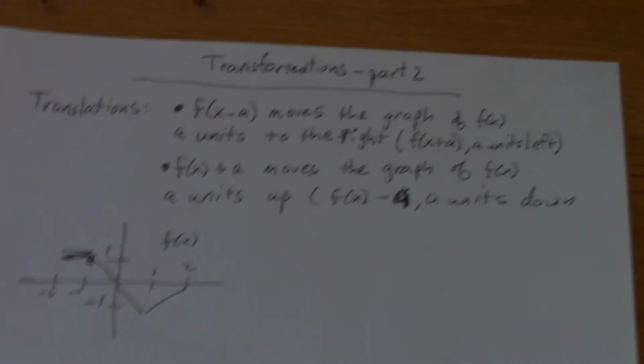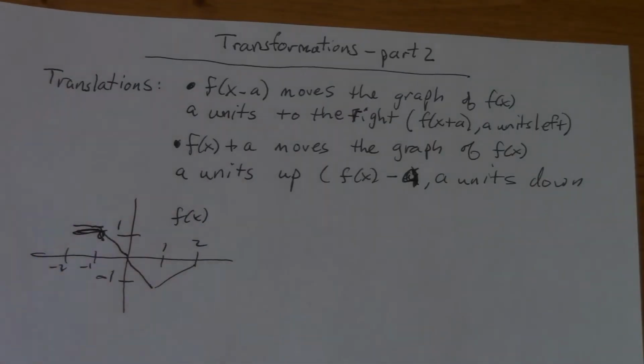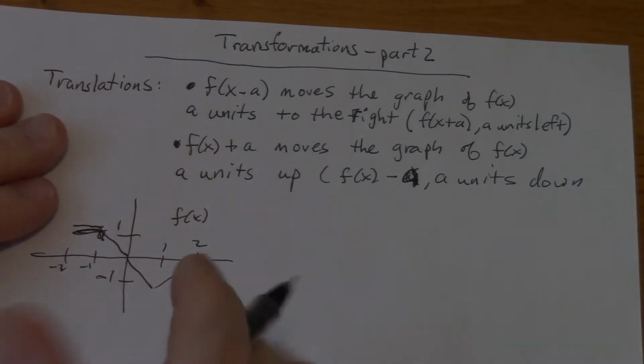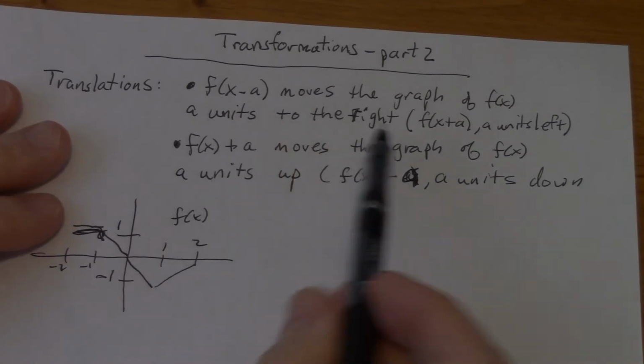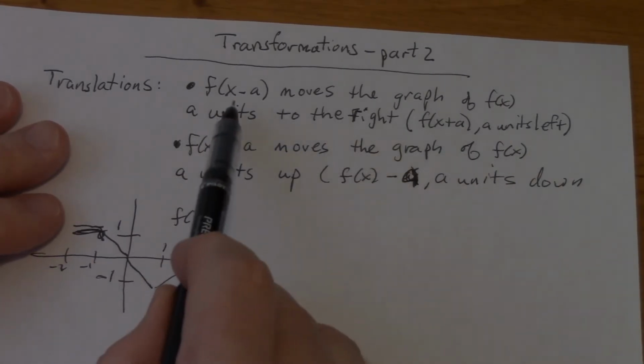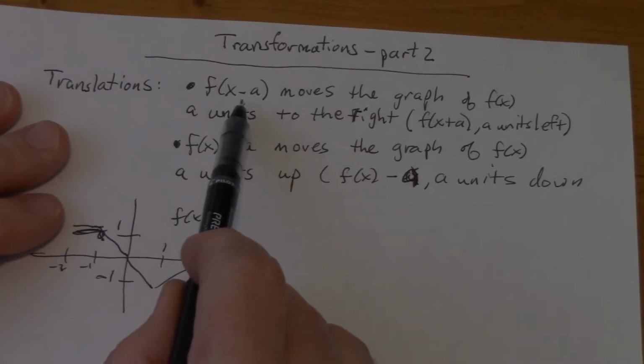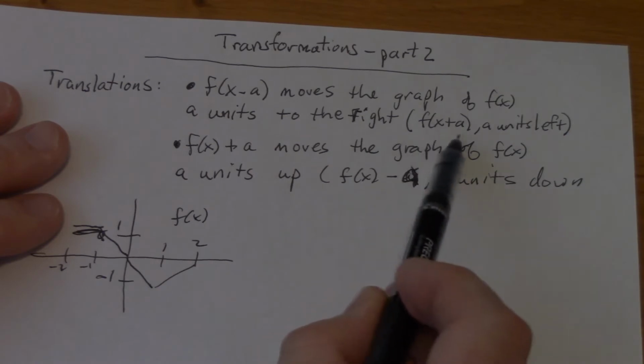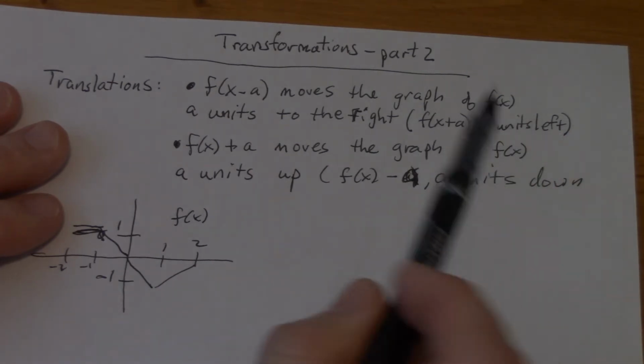Alright class, so in this video, Transformations Part 2, we're going to start with translations and then we're going to do a bunch of combinations of things. So f of x minus a moves the graph of f of x a units to the right. Once again, it's minus a on the inside and it's the opposite of what you think. It's not a to the left, it's a to the right. F of x plus a would move things a units left.